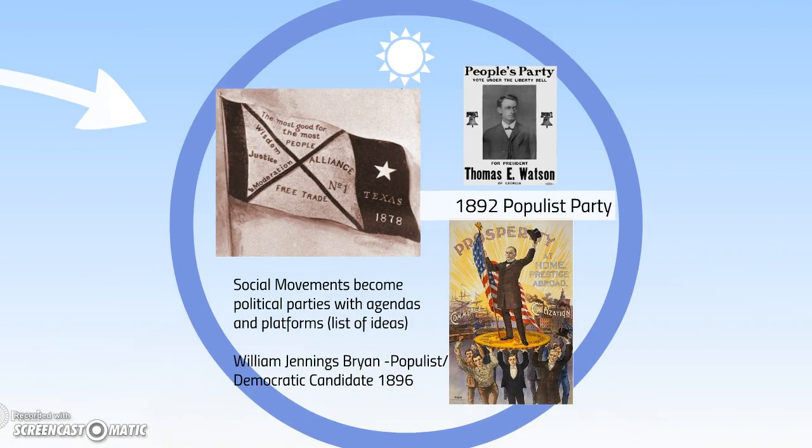And here you can see the flag of one of the alliance movements down in Texas, 1878. And you can see some of the words there: alliance, free trade, justice, wisdom, 'tis most good for the most people. So you can see some of the values that they believed in. And then you can see the early political poster there, the People's Party at the top, and that's Thomas E. Watson. He was going to be a presidential candidate in the 1892 presidential election for the Populist Party, and he came out of the Farmers Alliance and then moves into the Populist Party.